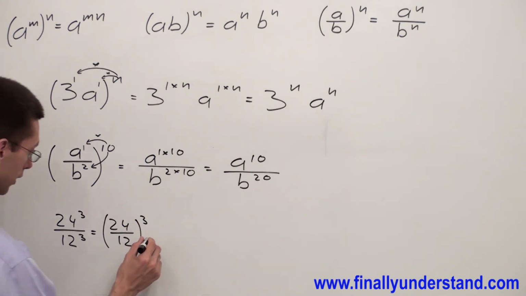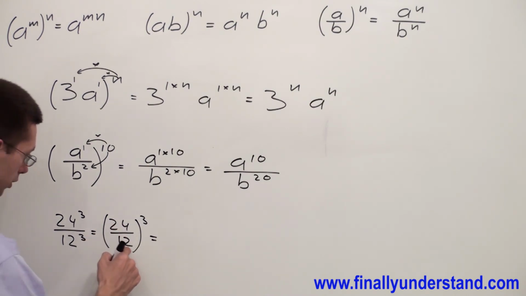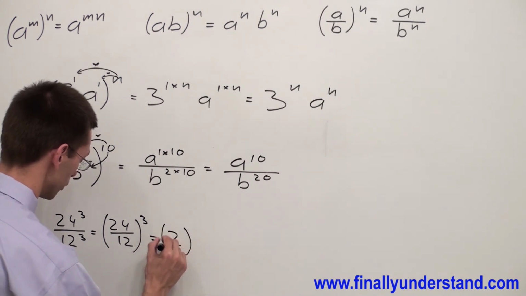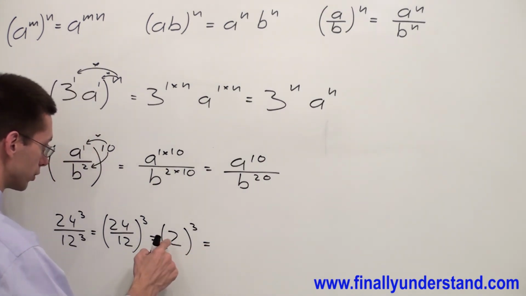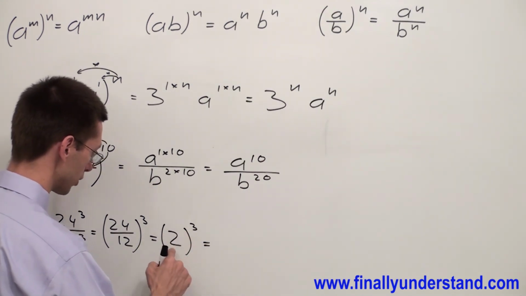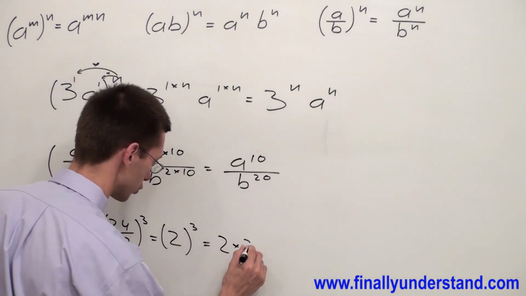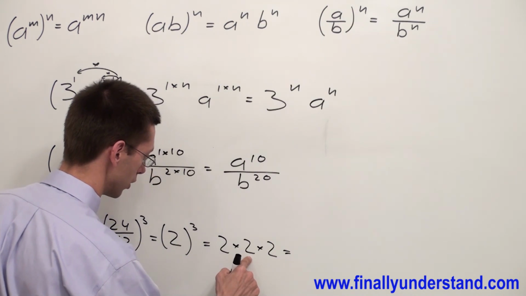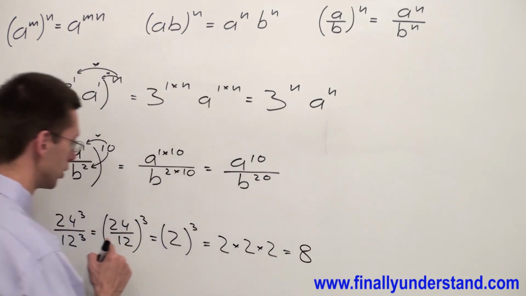Okay, next I'm supposed to reduce the fraction. 24 divided by 12 is equal to 2, so in other words I have 2 to the third power. 2 to the third power is equal to 8. Remember, 2 to the third power is 2 times 2 times 2, which is 2 times 2 is 4 times 2 is 8. This is the solution to my problem.